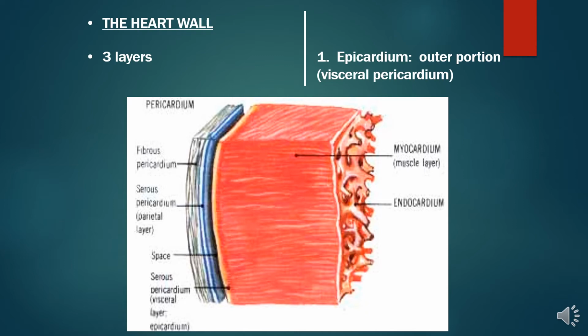They are attached to the central fibrous skeleton, which provides electrical insulation between the ventricles and the atria. The valves of the heart are supported by the fibrous skeleton, and the aortic valve is wedged between the mitral and tricuspid valves.